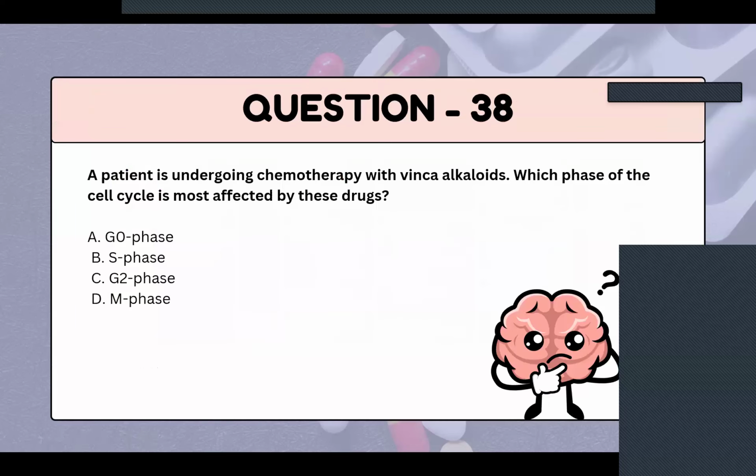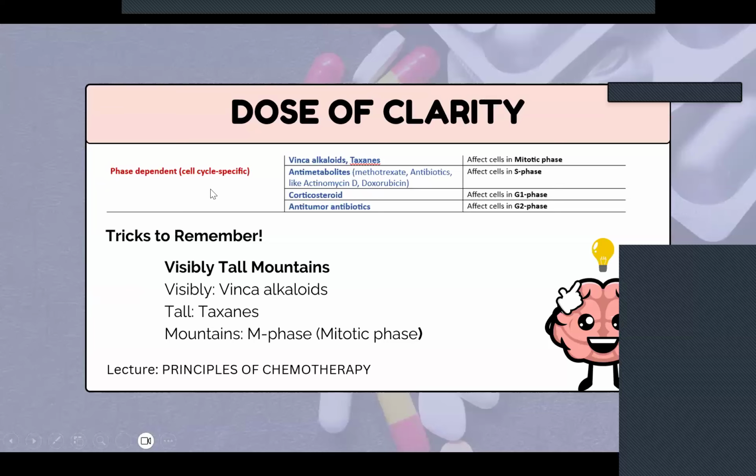Next question. A patient is undergoing chemotherapy with Vinca alkaloids. Which phase of cell cycle is most affected by these drugs? G0, S phase, G2, M phase. Okay, yes. So the answer is D, M phase. Now, Vinca alkaloids specifically target the mitotic phase by binding to tubulin, and they prevent microtubule formation, so they inhibit mitosis. An easy way to remember this is "visibly tall mountains": the V stands for Vinca alkaloids, T stands for taxanes, and the mountains for M phase.